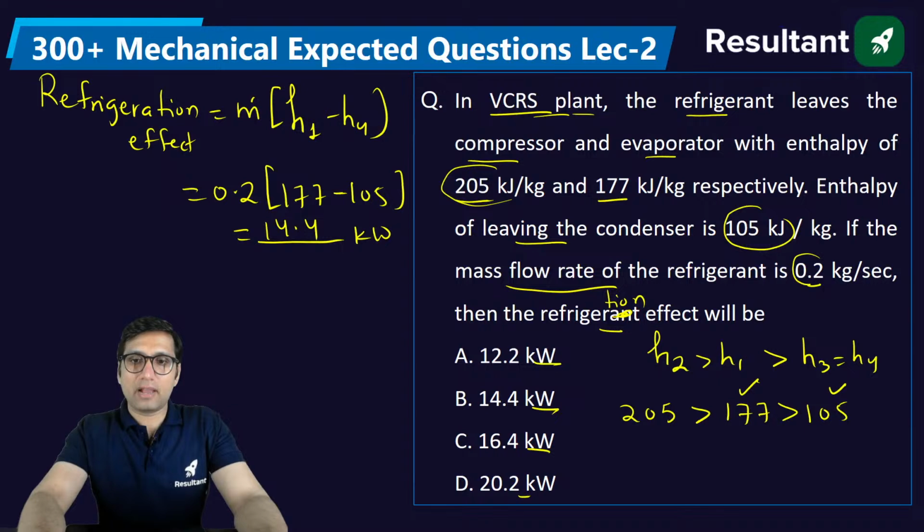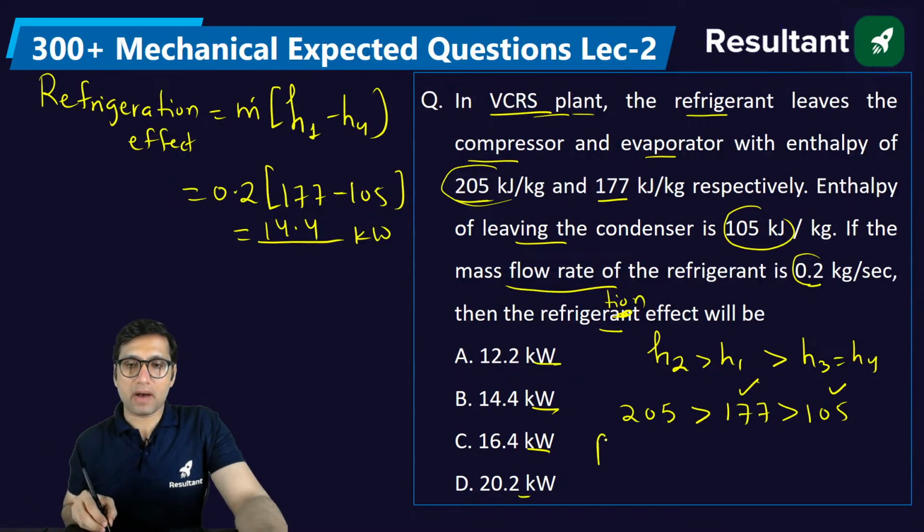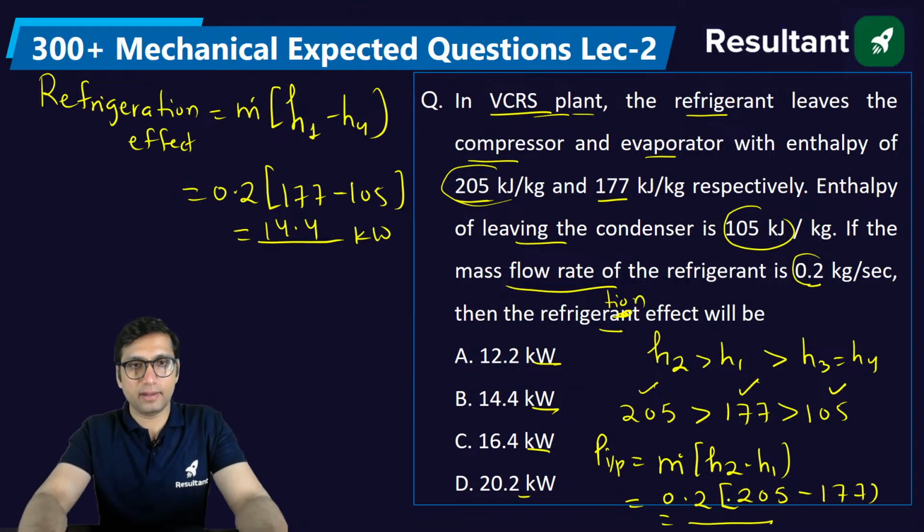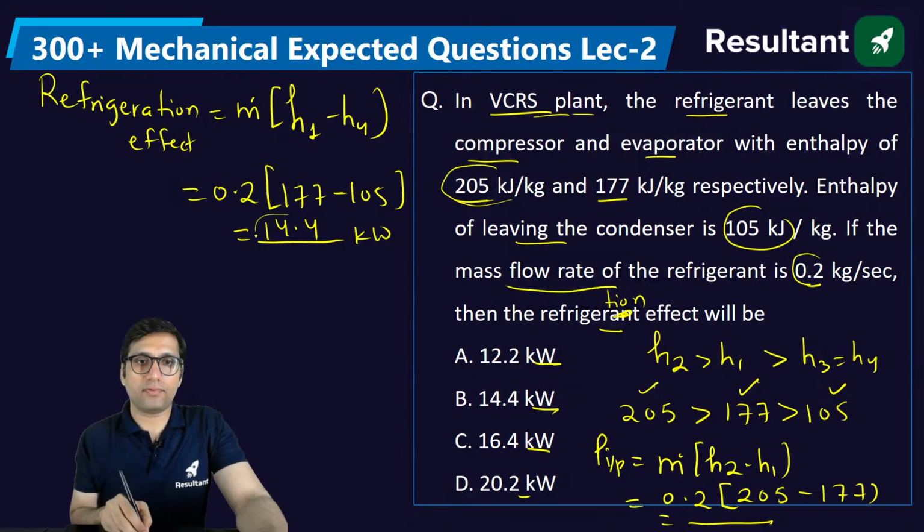Likewise, if they ask you in the exam, what is the power input? Then power input will be mass flow rate into H2 minus H1. So you can also find the power input. It will be mass flow rate, which is 0.2, into H2, which is 205. The highest enthalpy is H2, the middle one is H1 and the lowest is H3 equal to H4. You can get the power also and you can find the refrigeration effect. If they ask you COP, you can just divide this 14.4 by power, and you will get COP also.